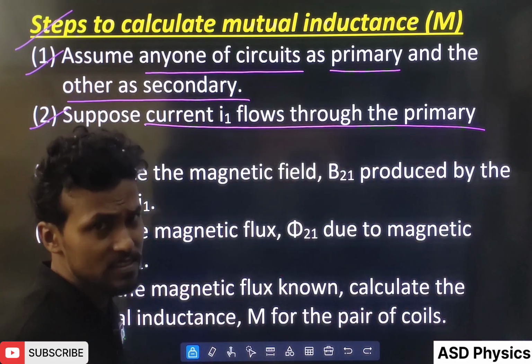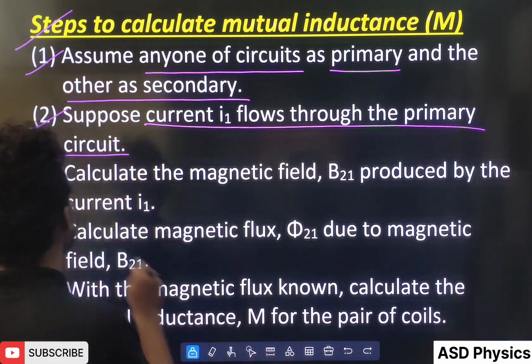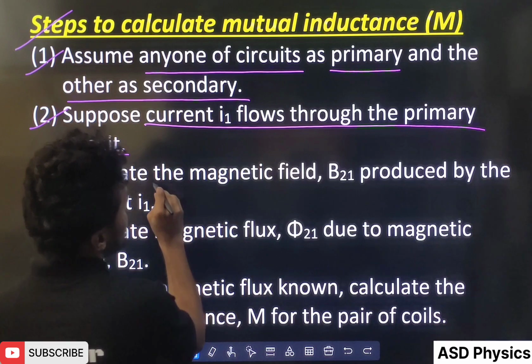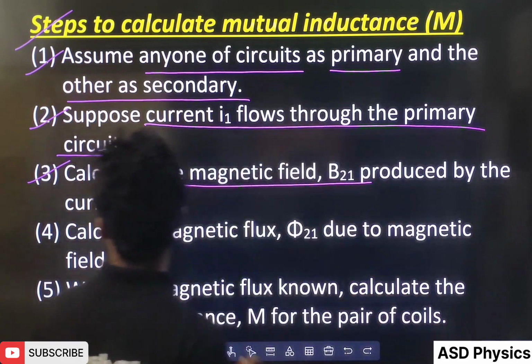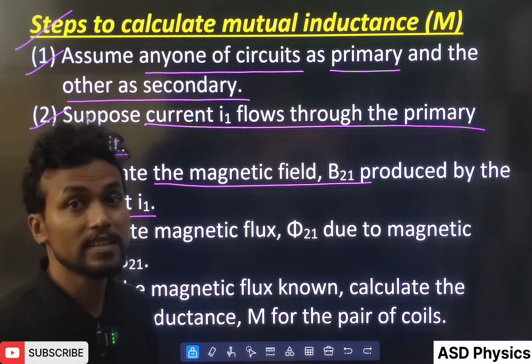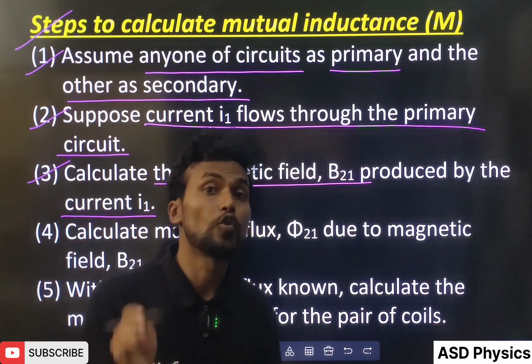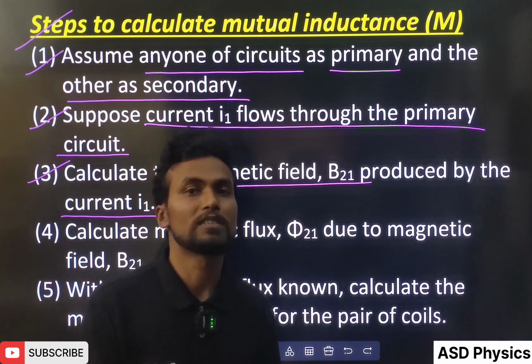Now, after considering the primary, we will make current I1 flow. Just a theoretical concept. Third one, please, calculate the magnetic field B21 produced by the current I1. What is the meaning of B21? That means the magnetic field at the center of coil 2 due to the current in coil 1. Coil 2 means secondary, coil 1 means primary.